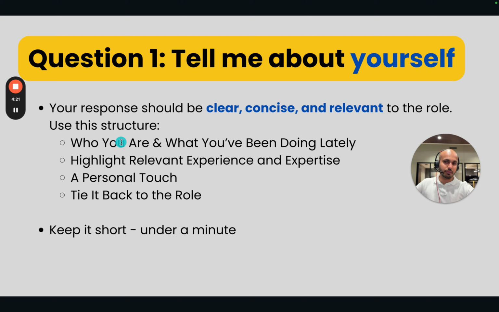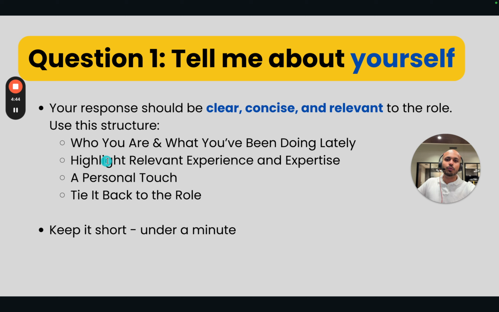The first thing we're going to talk about is of course who you are and what you have been doing lately. They're not looking to study your 25 years of history. Do not start from the beginning. Just talk about what you have been doing lately, in the last 4 or 5 years, or in your most recent role, because that's what they're most interested in: how you align with what they're doing.